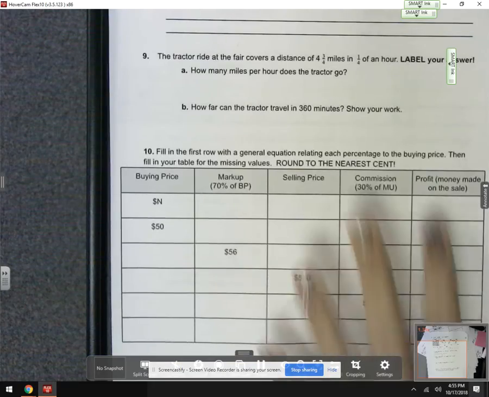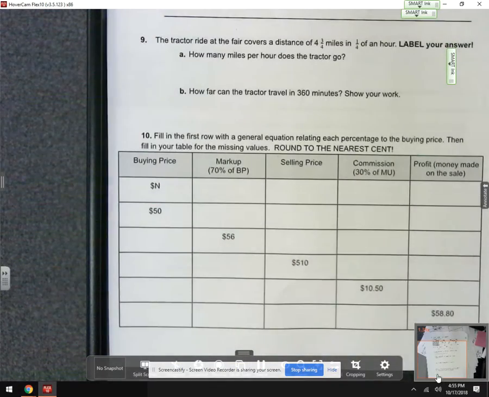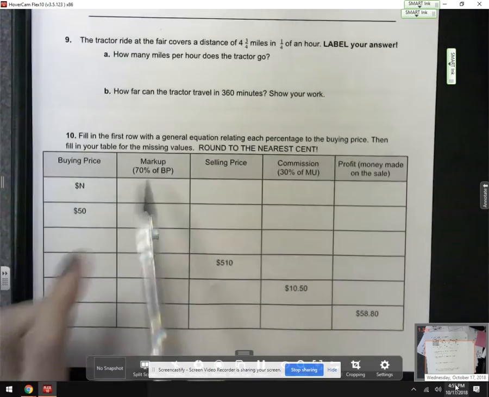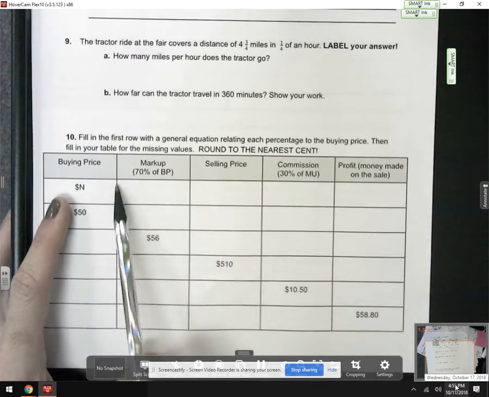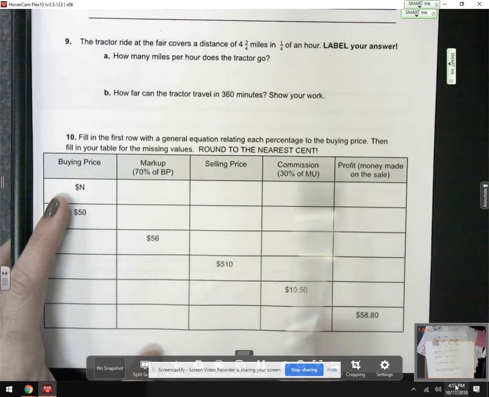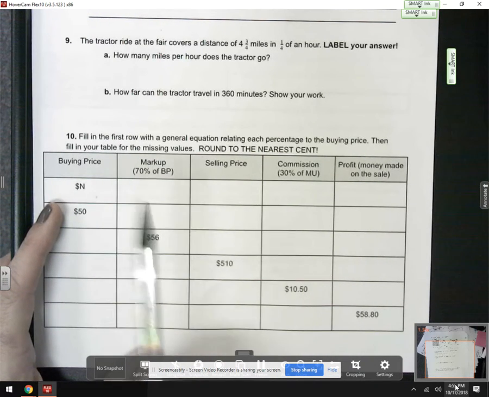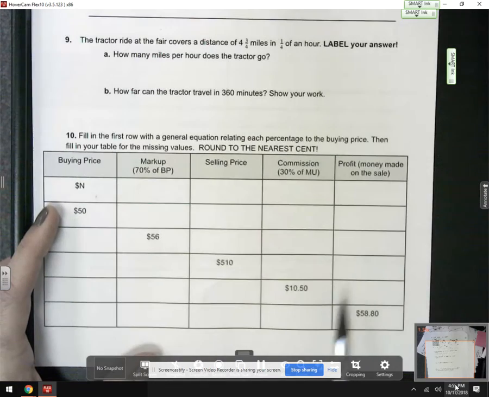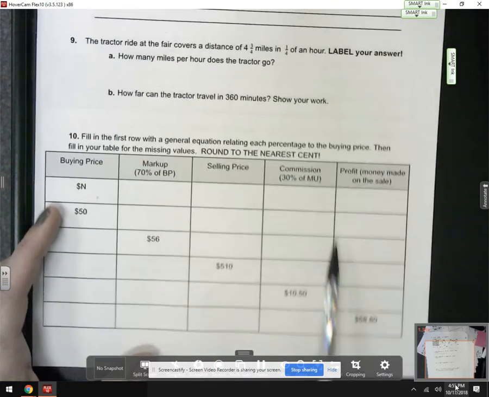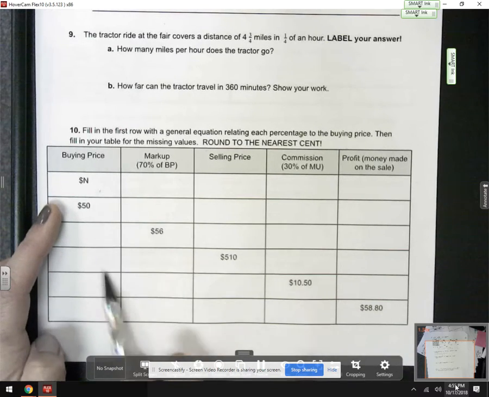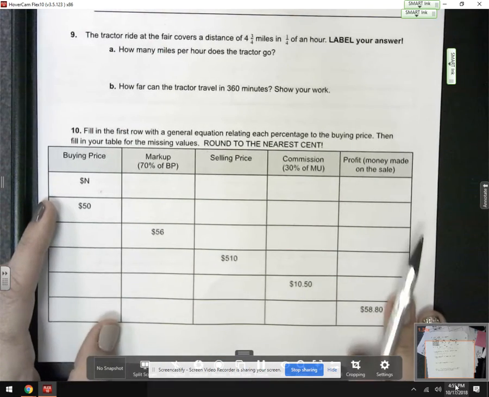I'm going to explain the table that was in your study guide. So we start off with some information here, and we have to figure out what our equations are based on all of this different stuff. So we always are going to relate it back to the buying price. So later on in your table, you're going to get different information that you're going to put in your equations that we're going to create, and they're always going to take you back to solving for your buying price so you can figure out the rest of your stuff in your table.